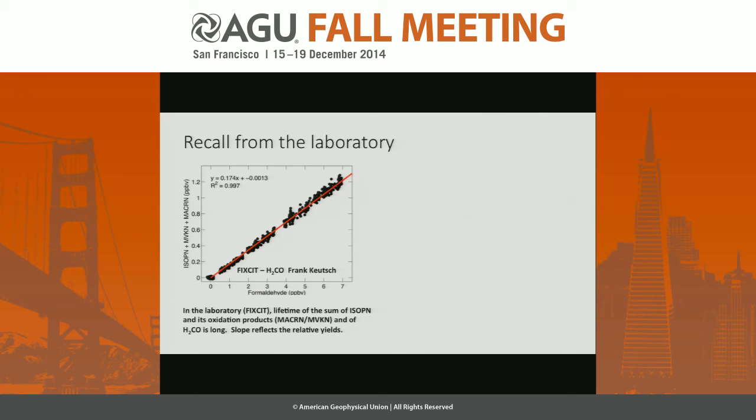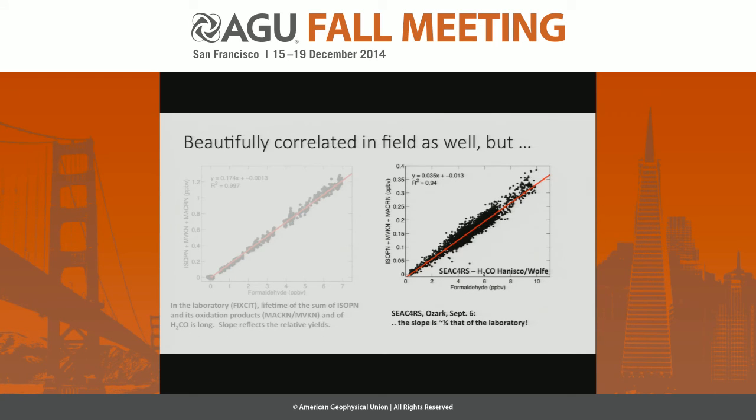Okay, so recall from the laboratory, we took these measurements of formaldehyde, we plotted them versus these nitrates, we got the slope, we came up with something that was around 0.17. If we go to this data, first of all, we see it's extremely well correlated, and the slope is a quarter of what it was in the lab. Okay, so it's 1/4.